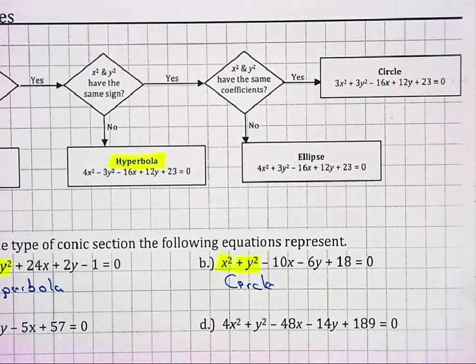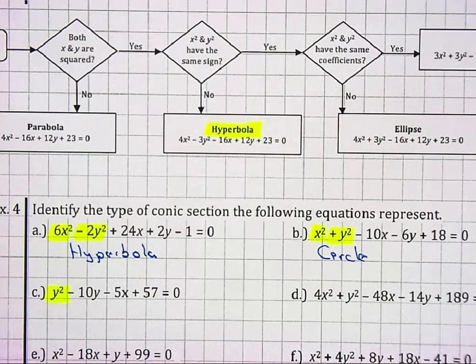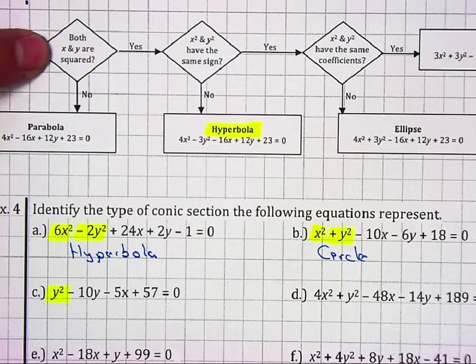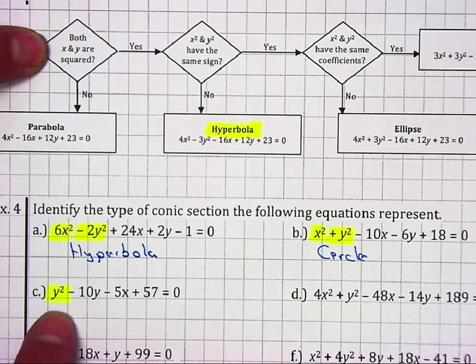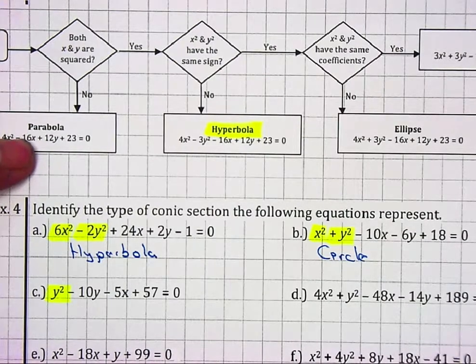Let's do C and D together. Concentrate on the ones that are being squared. In this case, only your y is being squared. Are both the x and the y being squared? No, only the y. So therefore, that's a parabola. Parabolas have only one of them squared, the x or the y.